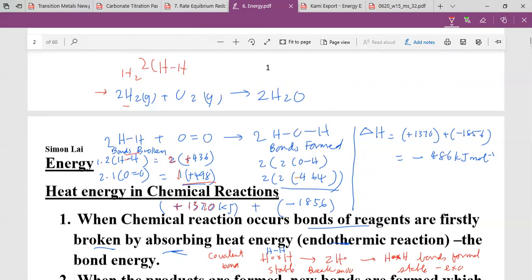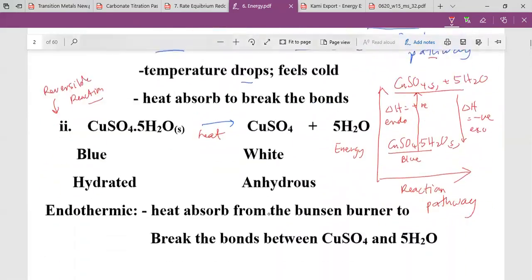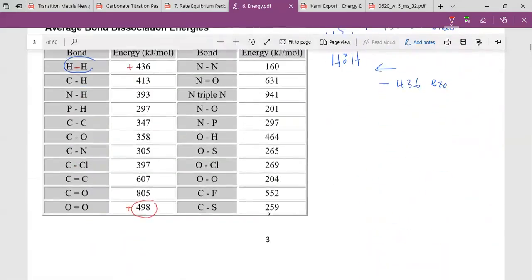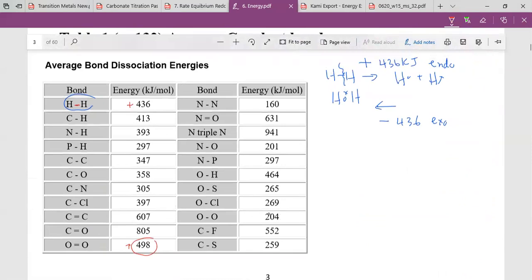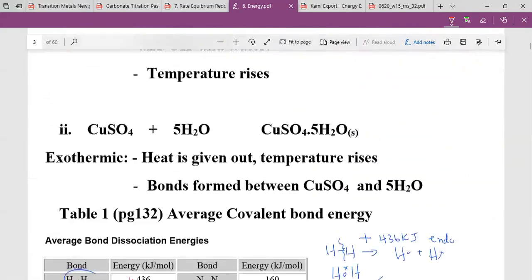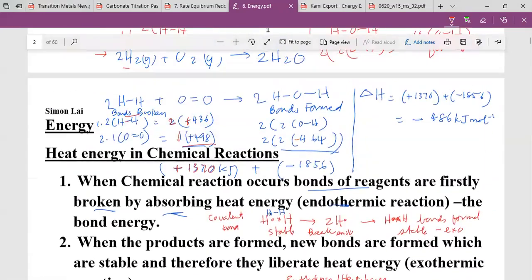Now bonds formed. See, for 1 mole of water, okay, 1 mole here, how many OH bonds are in it? 2 in it. So I got 2 moles. So 2 times this, or I can say 4 OH bonds are formed. So for 1 OH bond, how much is the bond energy? Check again here, OH. Where's OH? Here we are, OH. 464. So 464, I put down here, right?